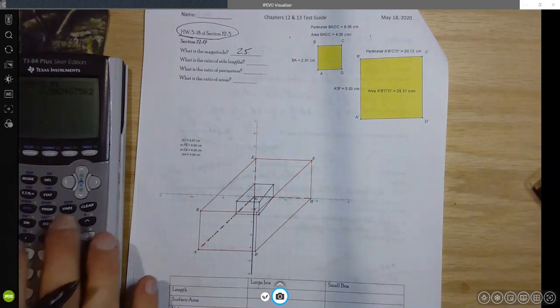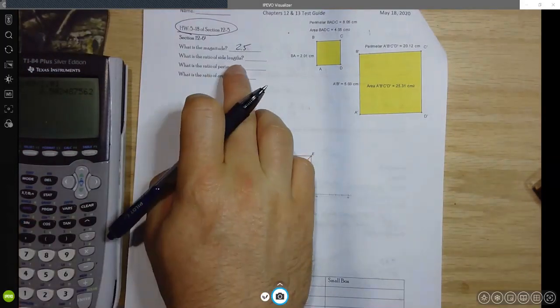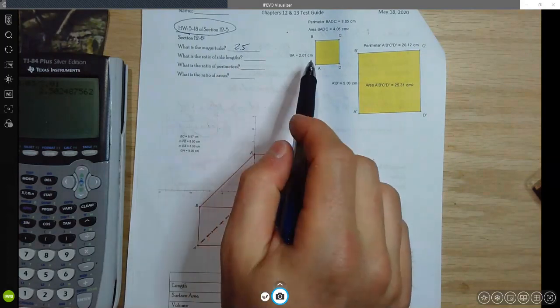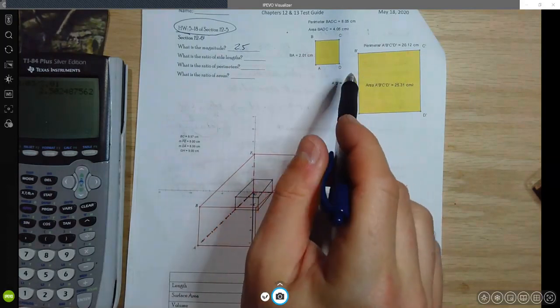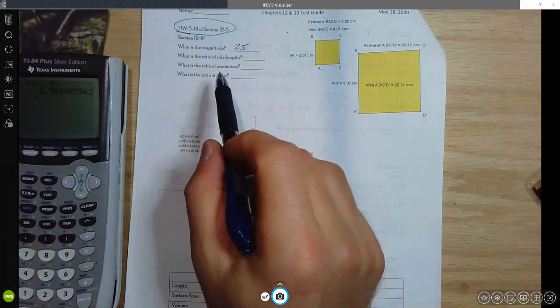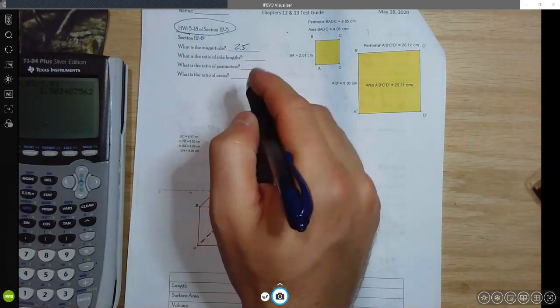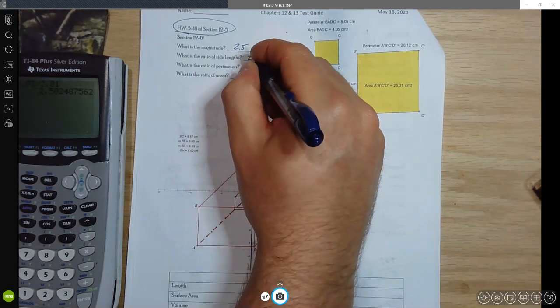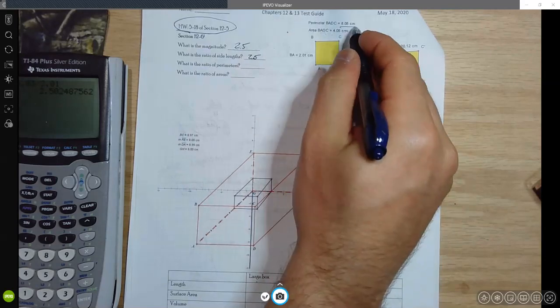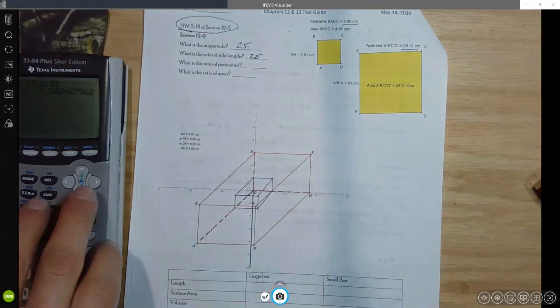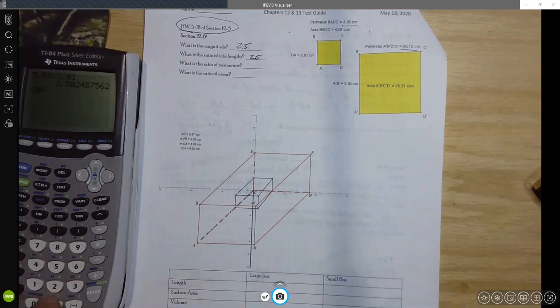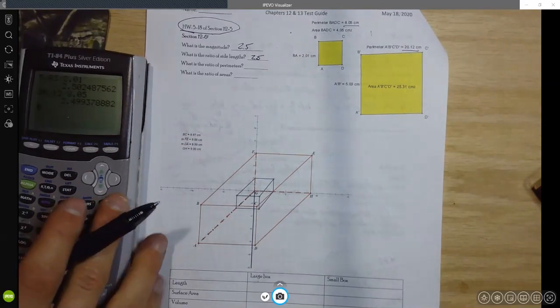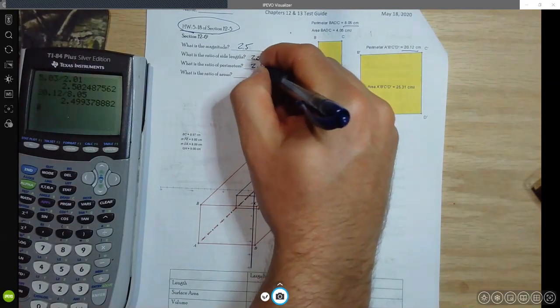Third pen's the charm. All right, what is the ratio of the side lengths? I guess that's what we just did. But that's how you find the magnitude. Then it says, what is the ratio of the perimeters? So I got this perimeter here and this perimeter here. So if we do 20.12 divided by 8.05, we get 2.499. So same, 2.5.